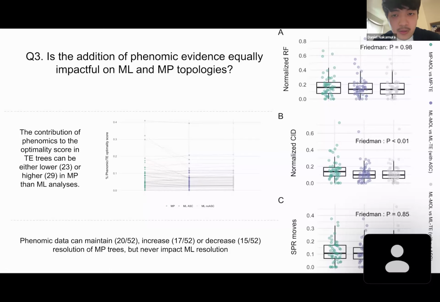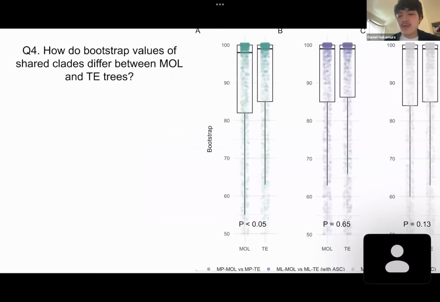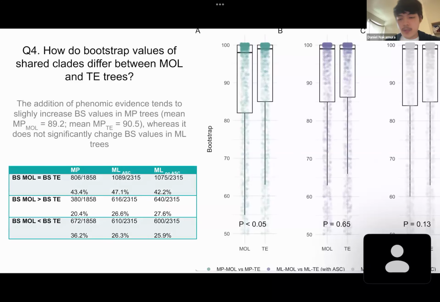And another important aspect here, the difference between the optimality criteria, is that the resolution is variable in parsimony analysis. We can keep, increase, or decrease the resolution, but not in likelihood, where the trees were always binary. Okay, so now the questions related to support values.